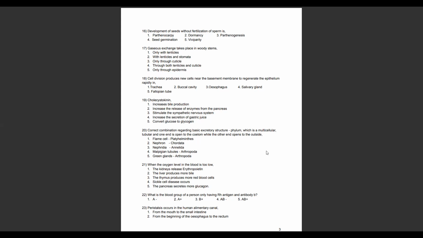Found in the vagina, anus, and lining of the mouth, right? Outer skin, because in those places they are subjected to abrasions. So here the answer should be the second answer for the 18th question. The next one, cholecystokinin, CCK.